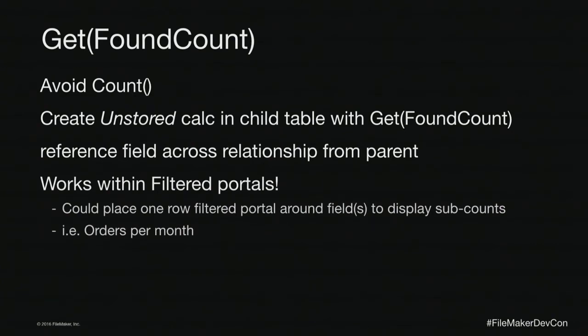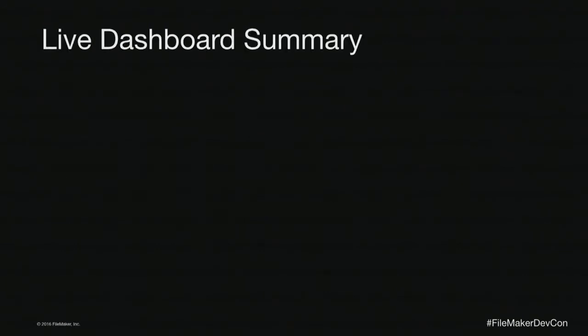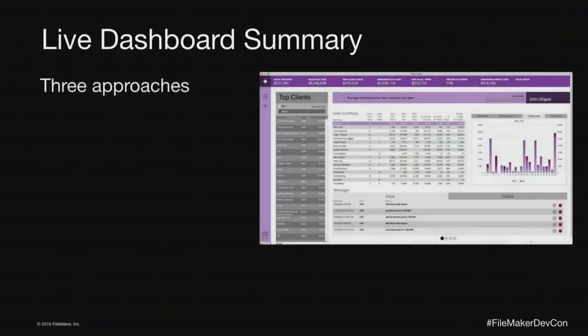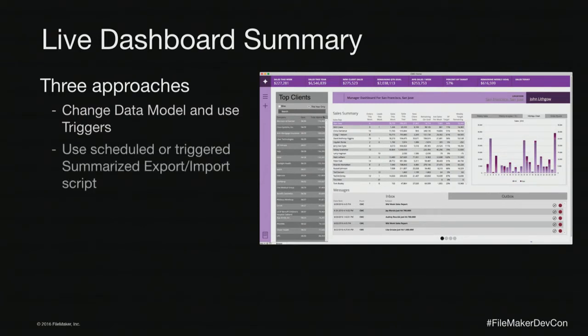Okay, so we've looked at 3 different possible ways to improve live dashboards. I'll just take a quick summary moment here to discuss them. We talked about changing the data model and using potentially layout triggers, although other types of mechanisms could be used for that. We talked about using summarized exports and imports as an alternative to doing that without having to change the data model. And we looked at replacing counts with getFoundCount.